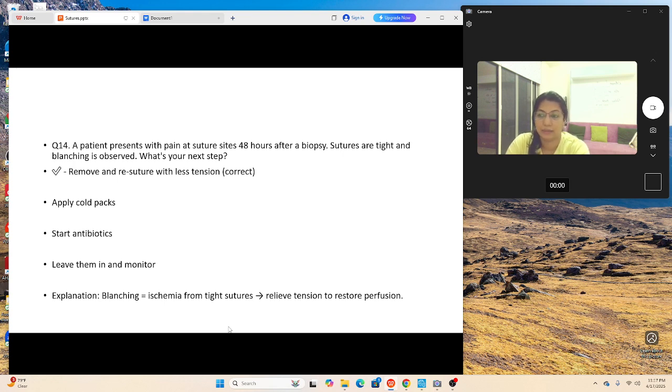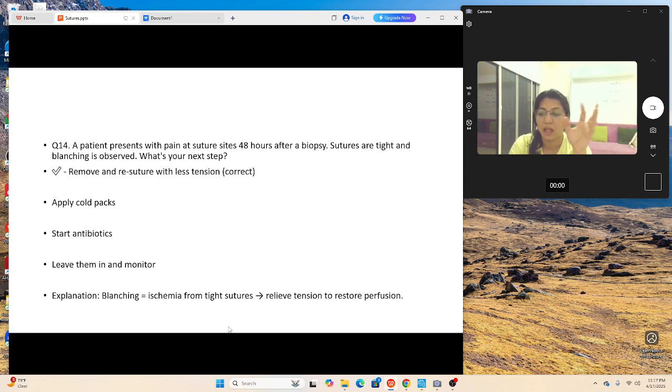A patient presents with pain at suture sites 48 hours after a biopsy. Sutures are tight and blanching is observed. What is your next step? See, whenever blanching is observed, it means that the tissue is being compressed by some external factor, and if you have given a suture and it's very, very tight, then it's gonna be blanched, and that blanching means there is less blood supply out there, and it's gonna hurt. So whenever you see such a thing, you just remove the suture and you re-suture that area with less tension.